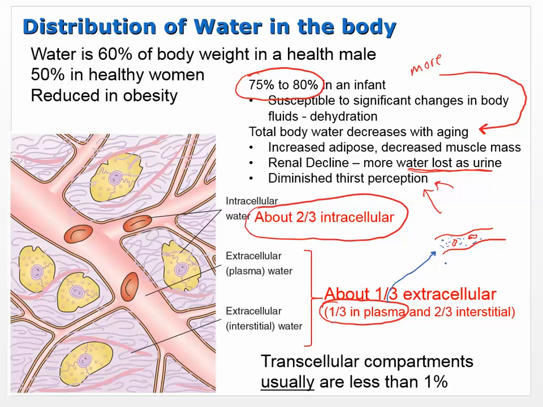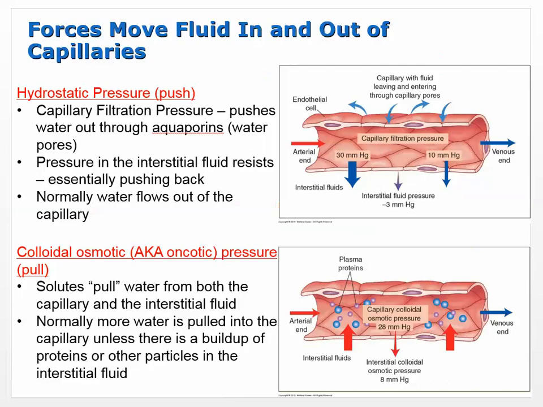A lot of times questions come up like, where is the most water found? And blood will always be kind of a choice. And it's really not. Most of the water is found inside cells. And these transcellular compartments I was talking about, like cerebral spinal fluid and the intraperitoneal cavity, those kinds of things, that's really only about 1%.